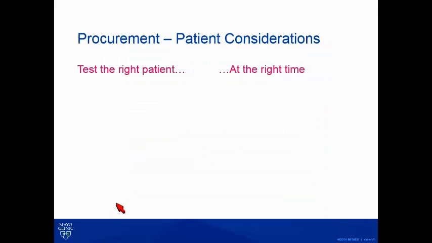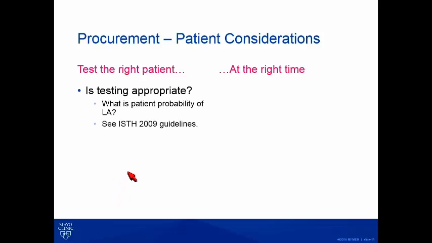So in terms of procurement and your patient considerations, you want to test the right patient at the right time. So who is the right patient? Is testing appropriate for your patient? Really, these tests aren't perfect. They're not even close to being perfect. So you want to make sure your patient has a reasonable probability of having a lupus anticoagulant to begin with. Testing people out on the street at random isn't going to work. And actually, the ISTH guidelines include some specific recommendations of patients that they suggest testing would be beneficial in.